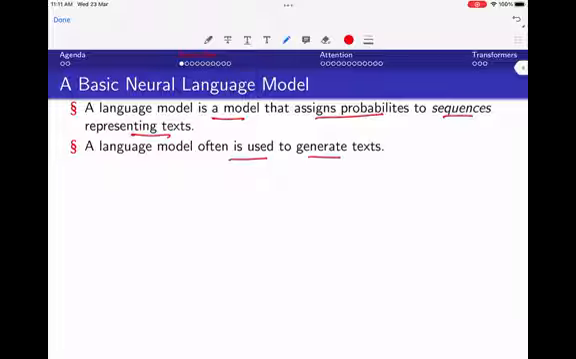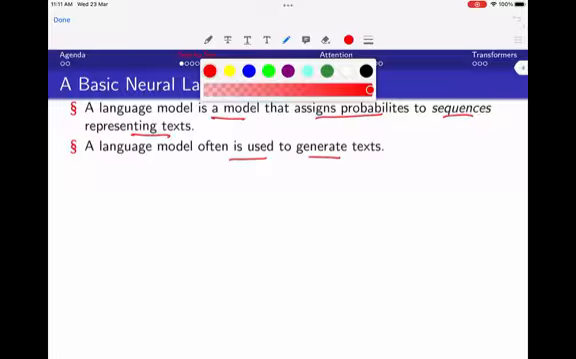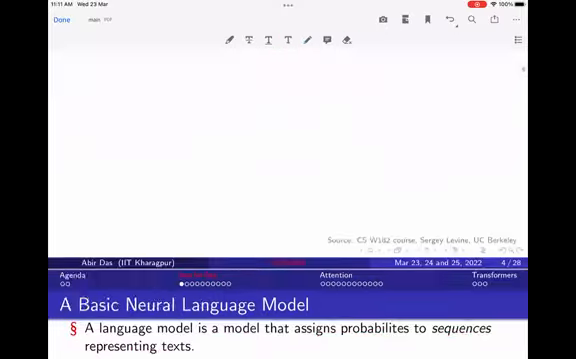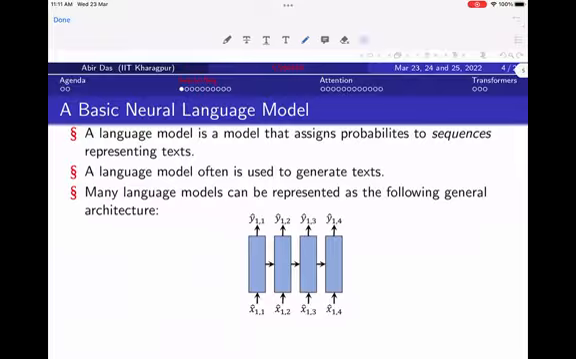Okay, so that is the output of a language model, or how you can use a language model. Let us go ahead a little. Things will be much clearer after that. So why are we bothered about language models? Because we are just discussing RNNs or sequence to sequence models. Many language models can actually be represented as the following general architecture, which you can understand from your previous two classes is an RNN.